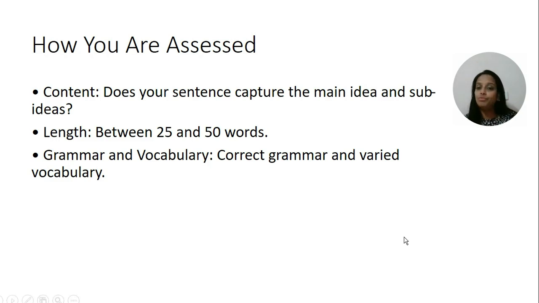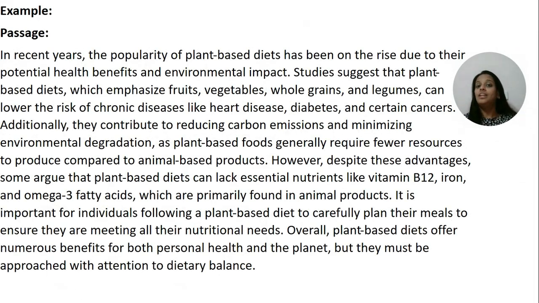Let's see an example for summarized written text. Now you can pause the video, take a pen and paper, read the passage, and try to apply the tips and strategies that we have covered in the previous videos. Write your summary. Okay, I will also read it for you.